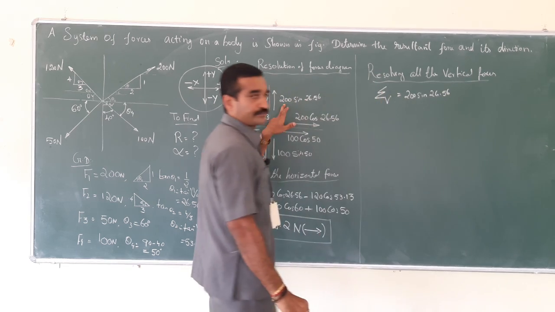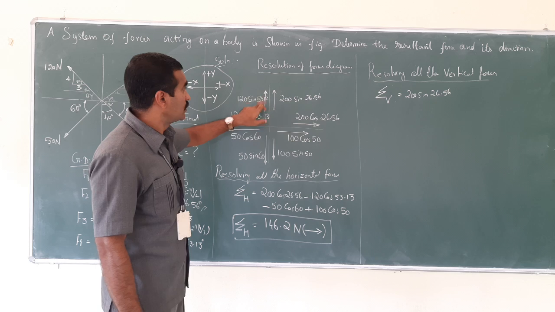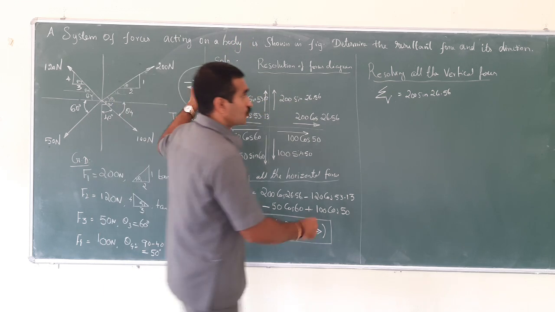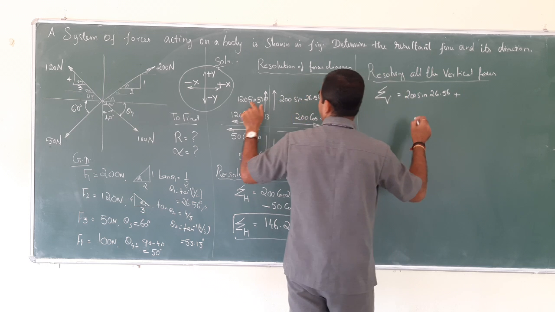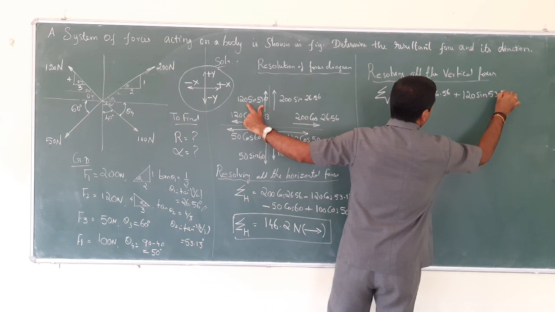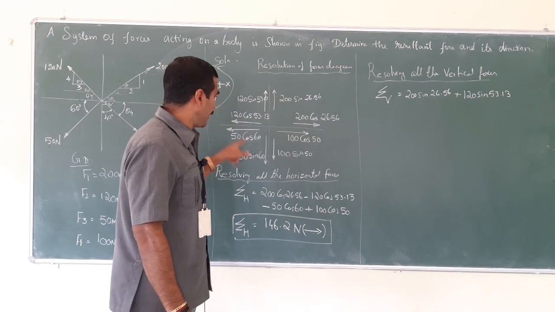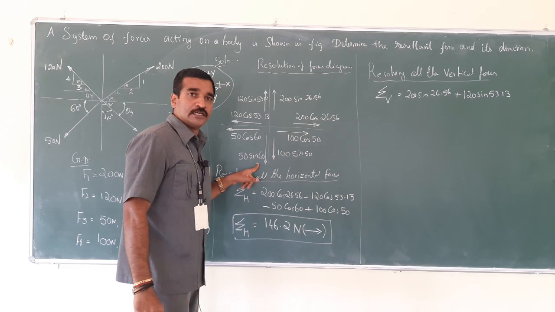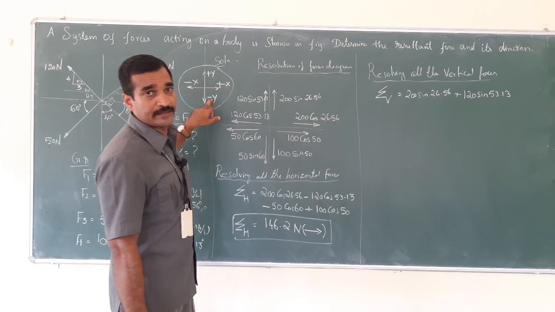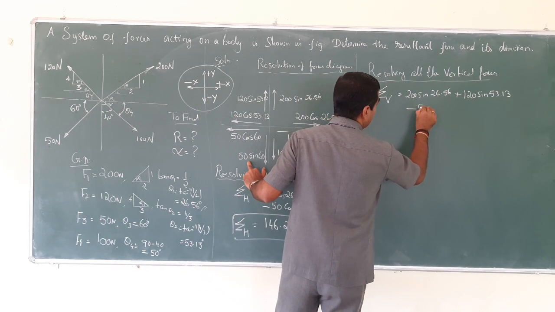26.56. Got it? Let me move to the second quadrant, wherein I have a force which is acting vertically upwards, which carries a positive value. So plus, the magnitude is 120 sine 53.13. Correct? Let me move to the third quadrant, wherein I have a force acting vertically downwards. Vertically downwards carries a negative sign. So minus 50 sine 60.